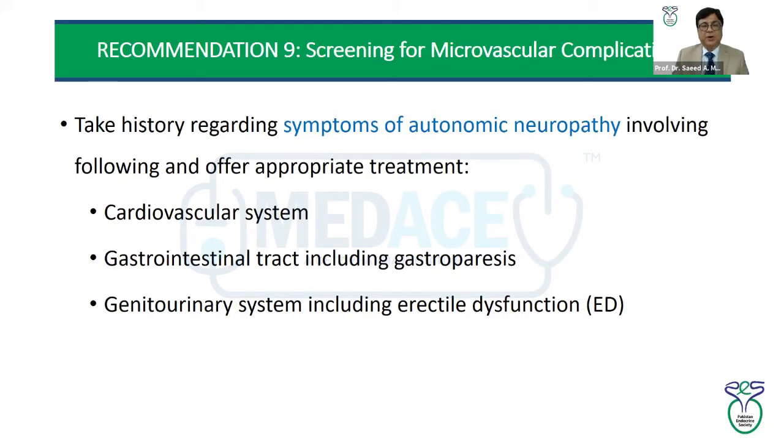The history regarding symptoms of autonomic neuropathy should be taken from the patients, and if appropriate, for example, tachycardia if the cardiovascular system is involved, the gastrointestinal tract, for example gastroparesis, and the genitourinary system, like erectile dysfunction. So these are some of the other ways autonomic neuropathy may present in these patients.